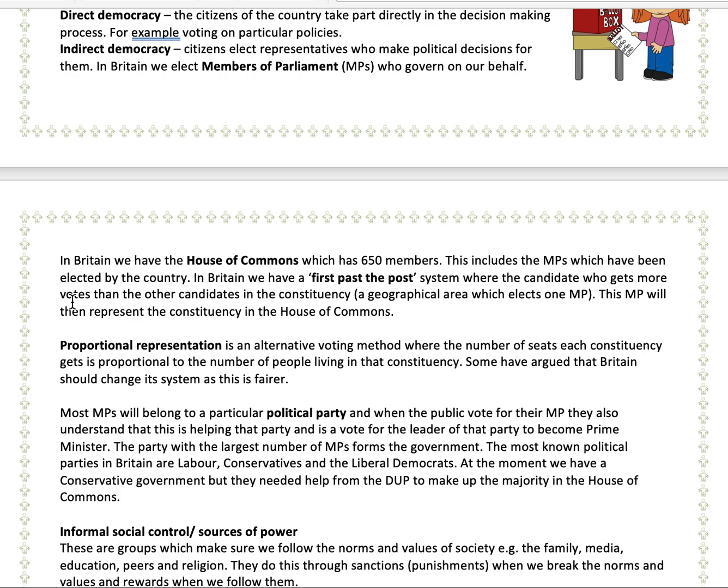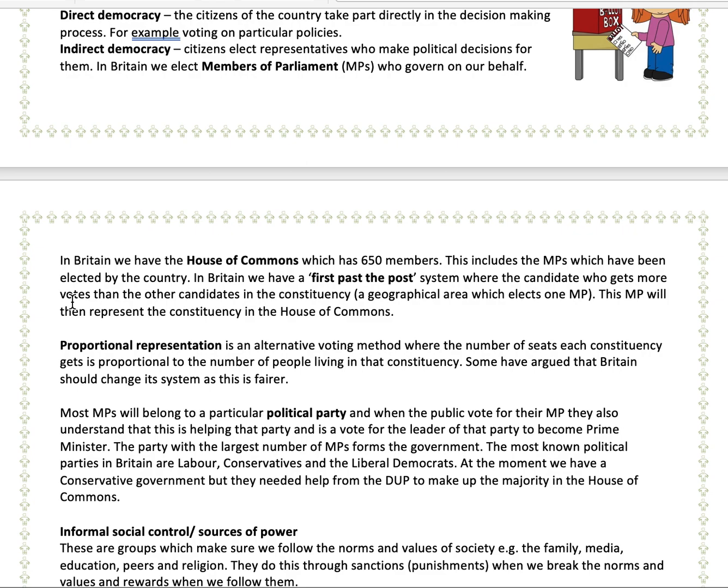Proportional representation. So this is a different way of doing it. So we have a first past the post system. So this is where the candidate who gets more votes than the other candidates in that constituency, so that particular local area, elects the MP. If you do proportional representation, that would be based on the idea that some areas of the country have more people in them. So then the number of seats that you would get could be proportional to that.